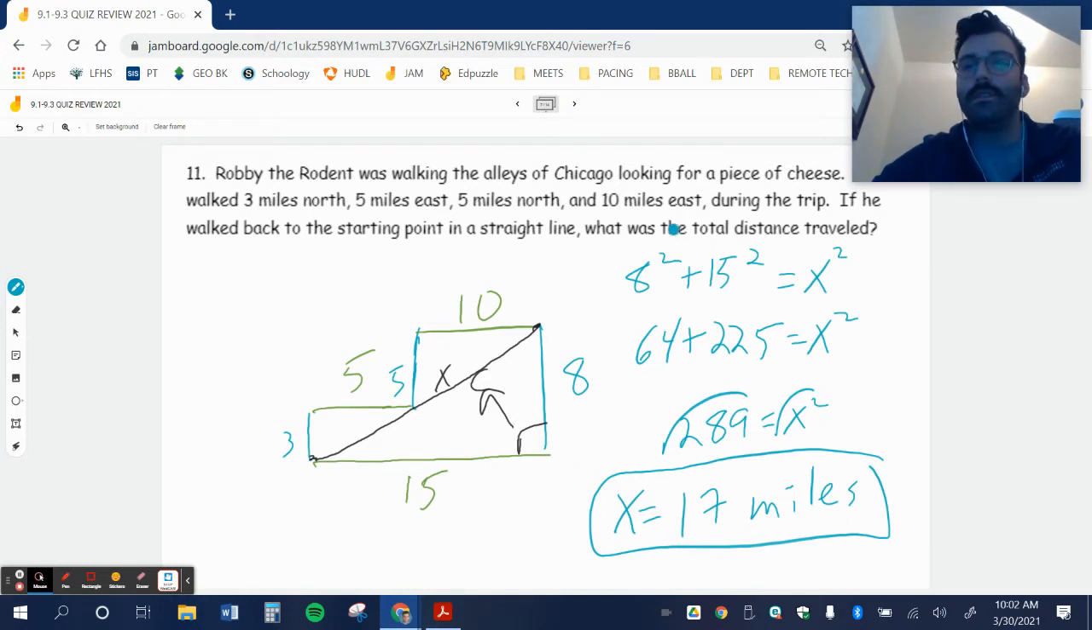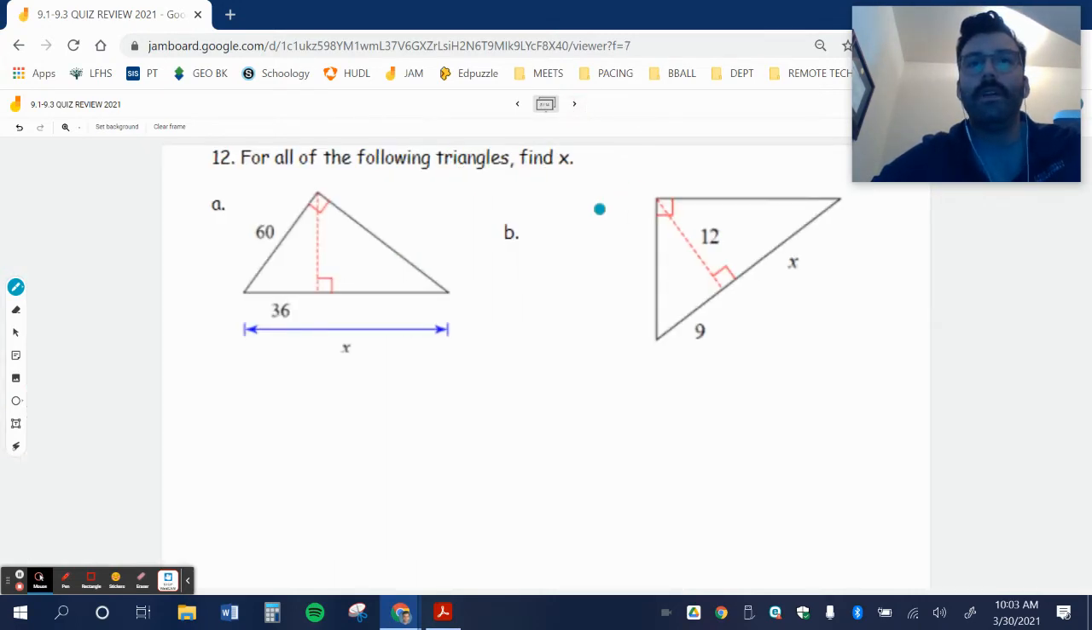Now, some of us may also add the 8 and the 15, or may want to, but I should have made this question a little bit better. What was the straight line distance traveled? That's what we should have put. Okay. Basically, you need to understand that we're using the Pythagorean theorem here. Let's go to number 12.